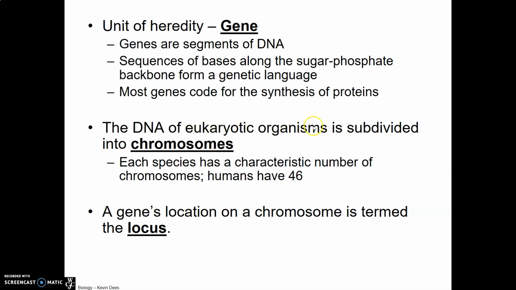Now, the DNA of eukaryotic organisms is subdivided into discrete units called chromosomes. And we looked at chromosomes at the very end of Unit 3 in great detail. And so recall that each species has a characteristic number of chromosomes. Humans have 46. Now, each different gene, a unit of heredity, is going to be located on the same chromosome in any given organism. Now, the gene's location on the chromosome is termed the gene's locus.